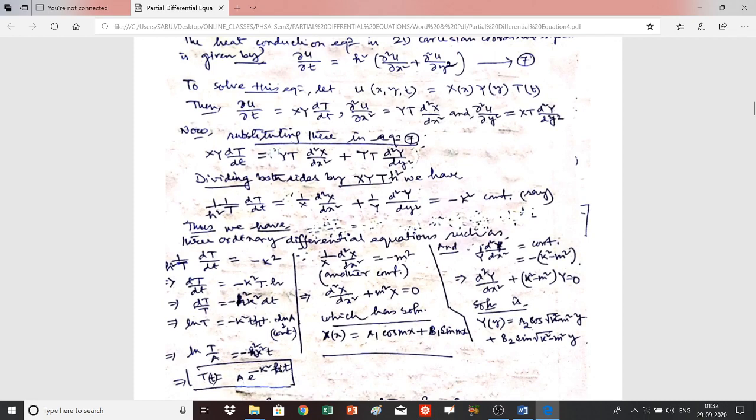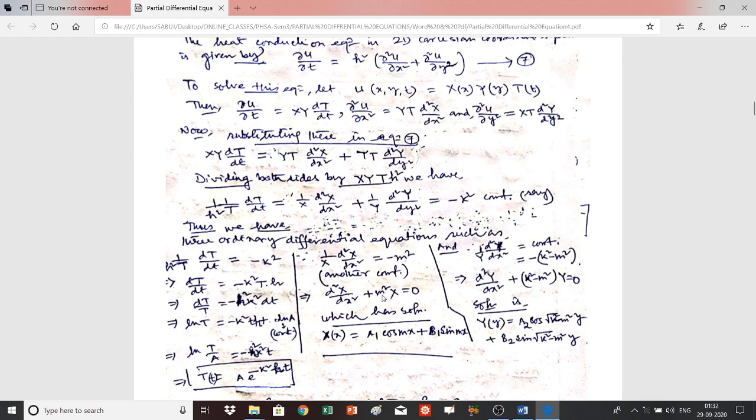H square t. Mistakenly here h is written, and here also mistakenly h is written. So this h will be h square, and this h will be h square. So a e to the minus k square h square t. And from the second one, that is 1 by x d2x by dx square is equal to minus m square, and from here d2x by dx square plus m square x is equal to 0, and this gives you a solution.